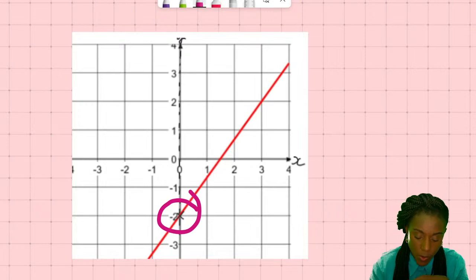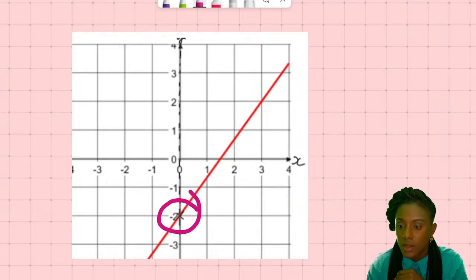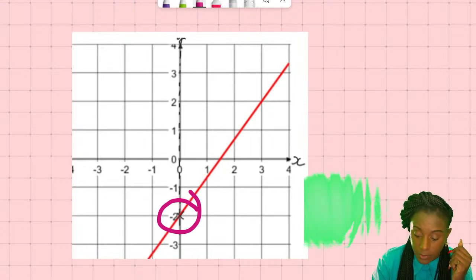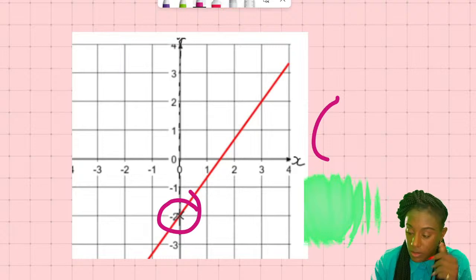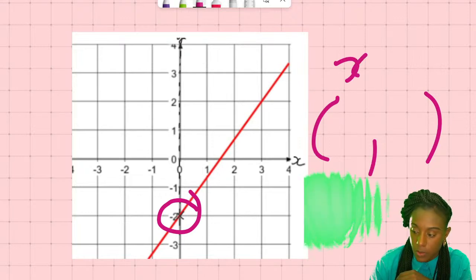Could somebody tell me what's the coordinate of this point? The point that I just circled here. What's the coordinate of this point? Could you all type this in the chat for me, please? What's the coordinate of this point? Remember, coordinate would have two numbers. Okay. The first number would come from the x-axis and the second number comes from the y-axis.